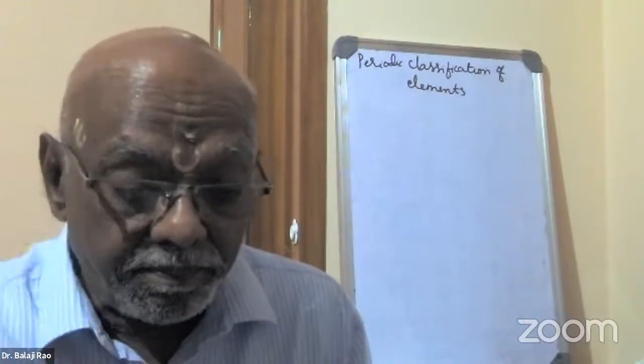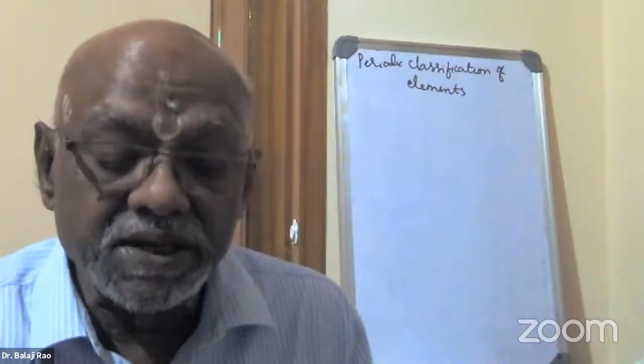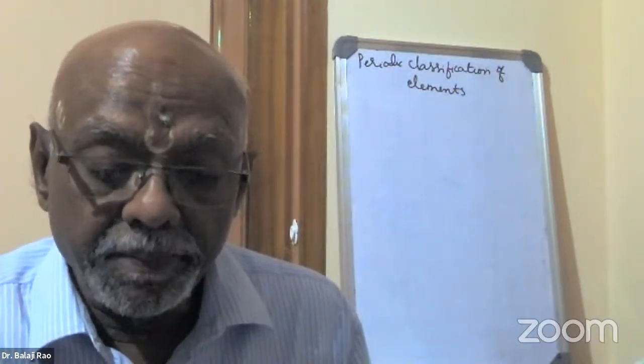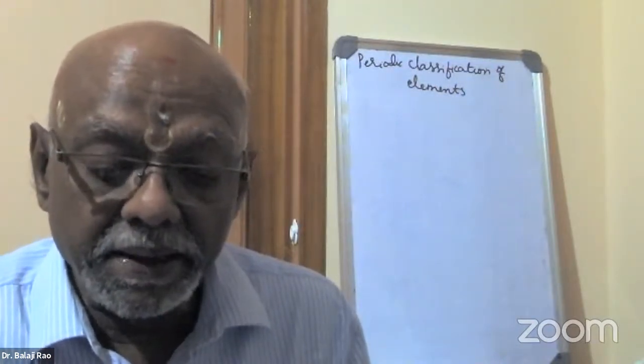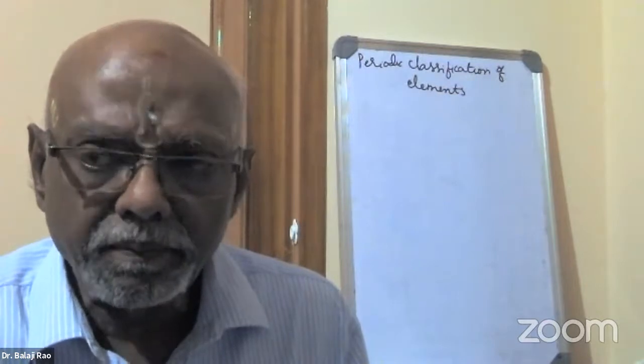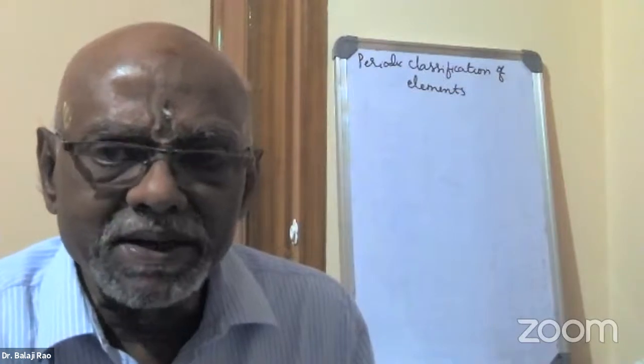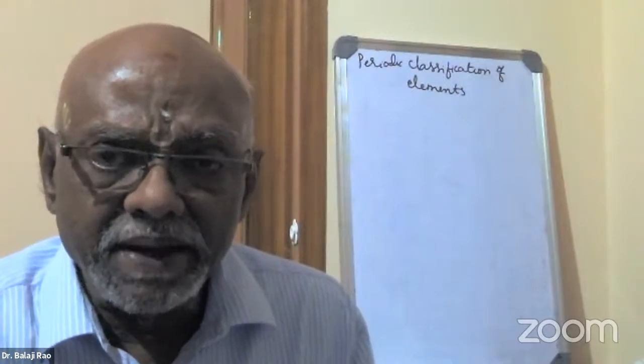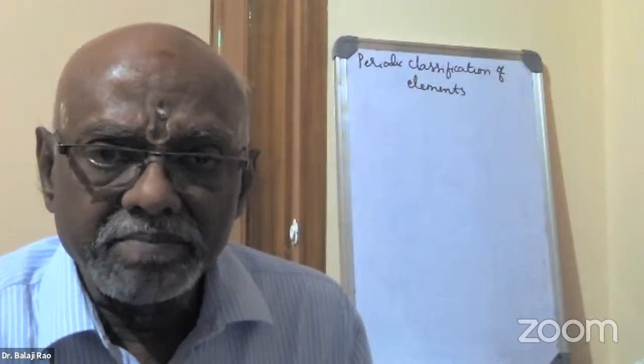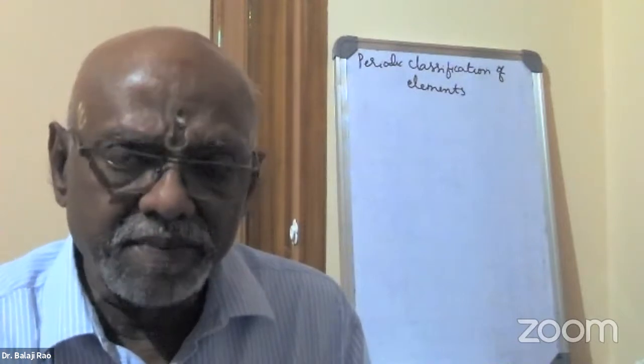1649, phosphorus was discovered by a scientist called Henning Brand. He discovered a luminescent material which was shining in the night, and it was called phosphorus, meaning to shine light or something.